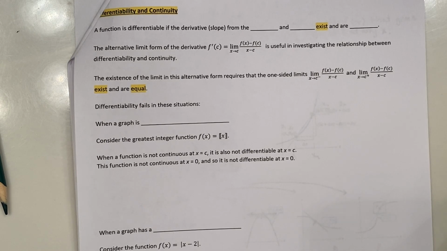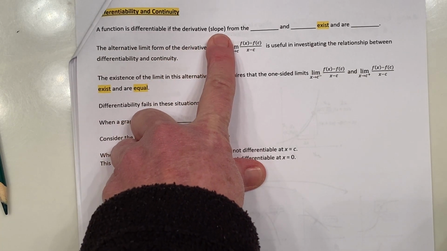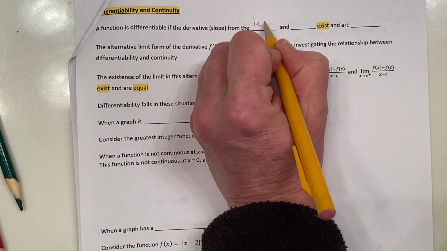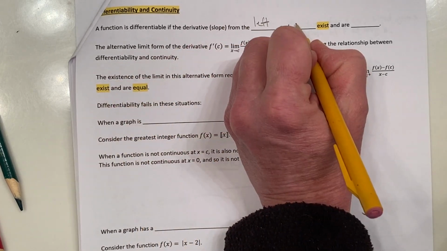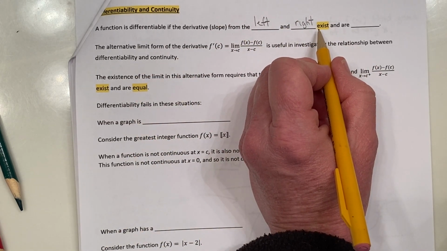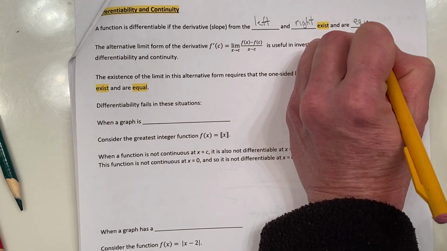So what does differentiability mean? Well, a function is differentiable if the derivative, or the slope, from the left and right exist. So if the slope from the left and right as you're coming into a point exist, the slope of that tangent line exists, and they're equal.